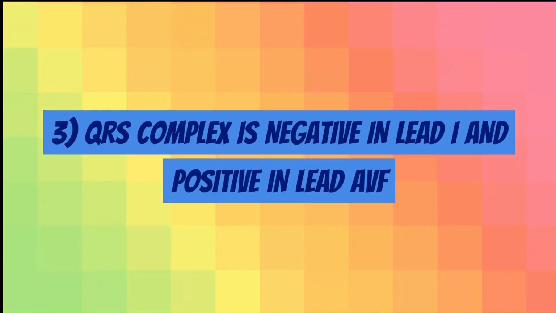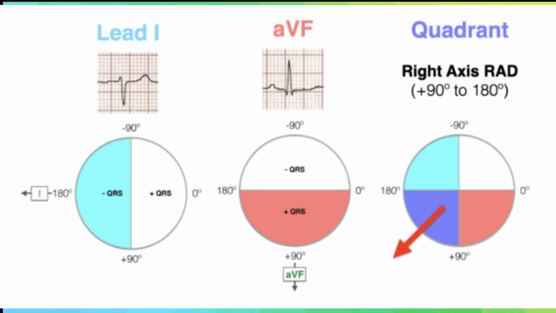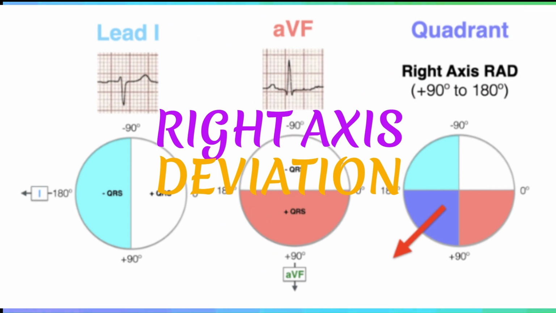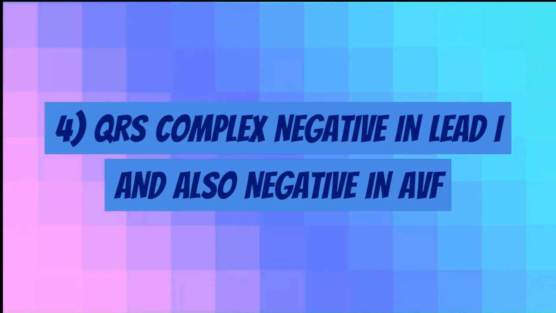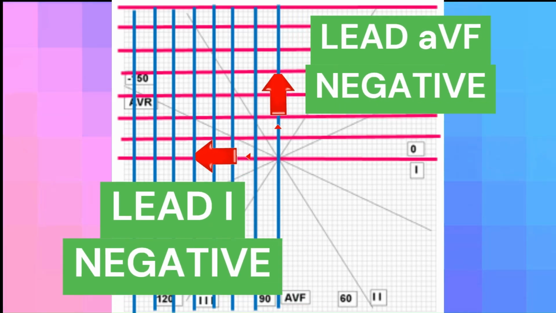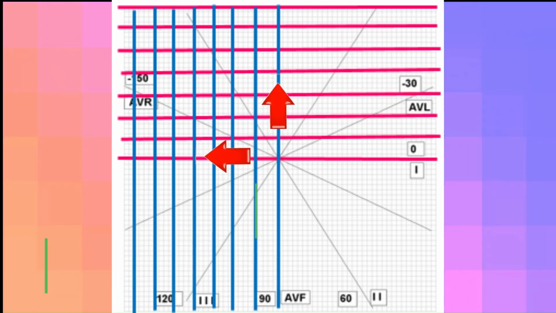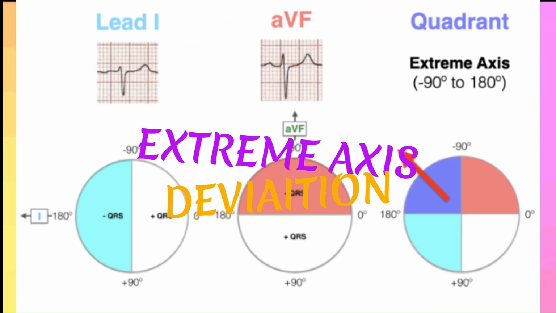If the QRS complex is negative in lead 1 and positive in lead AVF, the axis is between 90 degrees and 180 degrees, that is right axis deviation. If the QRS complex is negative in lead 1 and also negative in lead AVF, the axis lies between minus 90 degrees and 180 degrees. This is called extreme axis deviation.